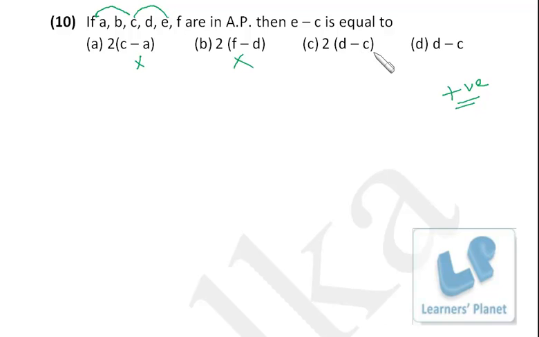Now D minus C, D and C are consecutive terms. So the difference between D and C, if doubled, will be equal to E minus C. So this is the correct answer. So that is one way.